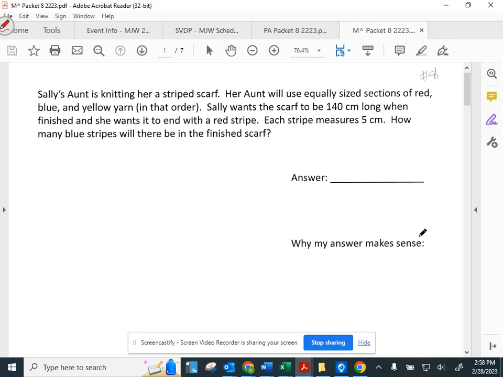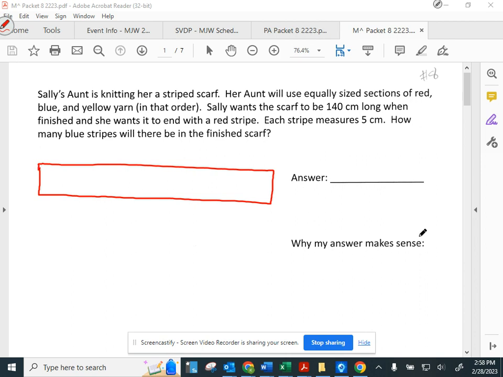So first thing I'm going to do is I like to look at my picture of it. So I'm going to draw my bar. That's going to be my scarf. I know that scarf at the end is going to be 140 centimeters. I know that we're going to have a pattern of red, blue, yellow going in that order. And she wants to end with a red. So that last red is throwing me off because my pattern isn't continuing. So I need to get rid of this last one that's not a part of a full pattern.